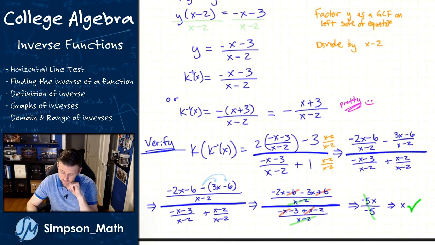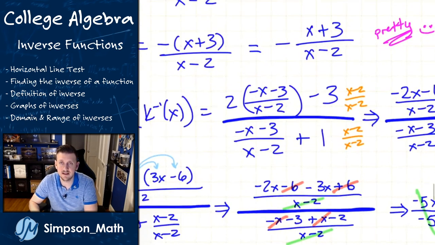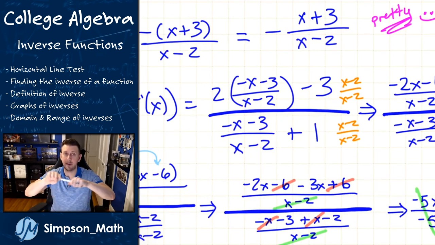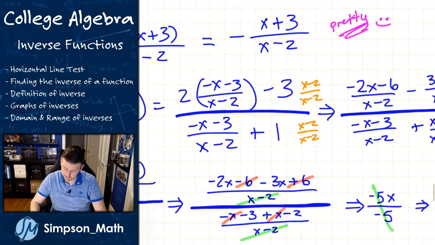So it's verify. I'm doing k of k inverse of x, and I'm going to plug the inverse into the k function. I can pick any of these three. I didn't want to mess with this negative up front. It could have been fine, but I went back to this one, and I plugged it into my k function. Everything, if they're inverses, will eventually just go pop, pop, pop, pop, pop, and I'm going to be left with x. So it's going to be nice.